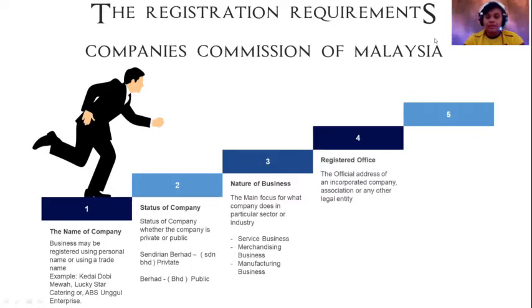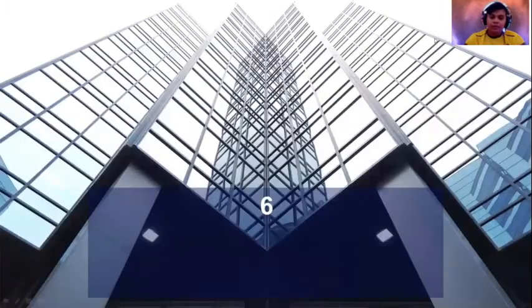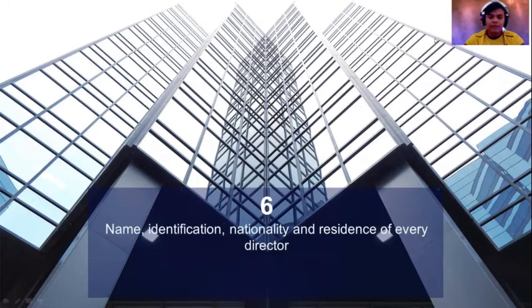The next is the registered office, the official address of the incorporated company, the HQ, headquarters. Next, if the company is limited by shares, the details of the class of shares and the number of shares held by each member should be sent to SSM also. And if the company is limited by guarantee, the amount the members undertake to contribute to the assets of the company should also be sent to SSM. Lastly, the requirement is the name, education, nationality, and residence of directors.